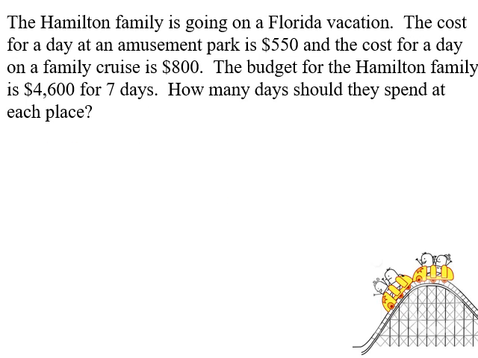Example 2. The steps are to read the problem first. The Hamilton family is going on a Florida vacation. The cost for a day at the amusement park is $550, and the cost for a day on a family cruise is $800. The budget for the Hamilton family is $4,600 over 7 days. How many days should they spend at each place? Okay, so we're comparing the number of days at each place.